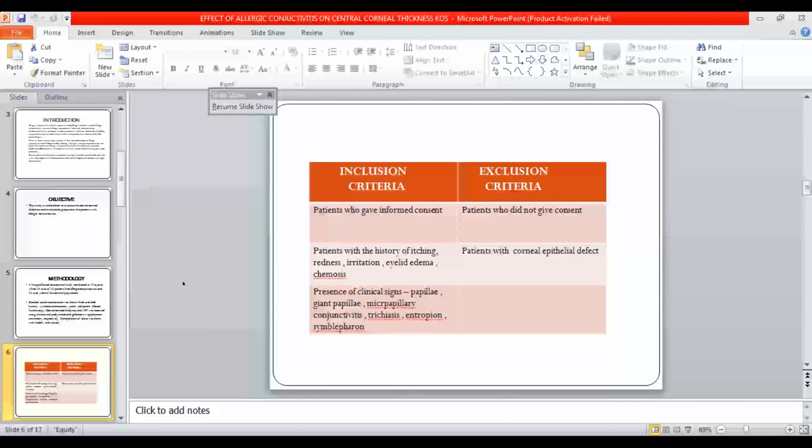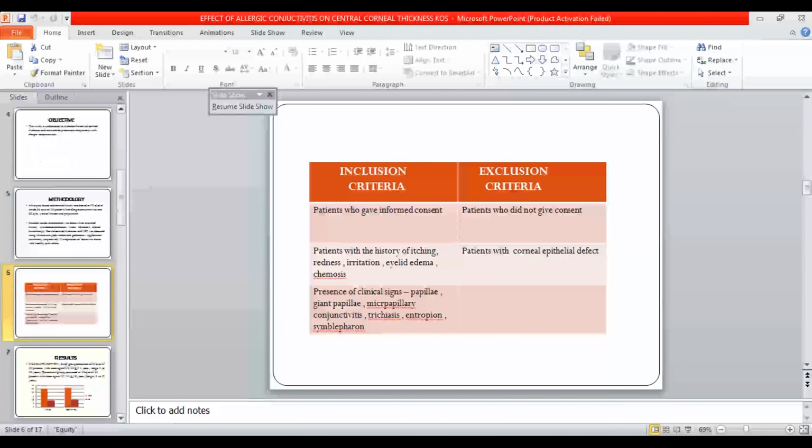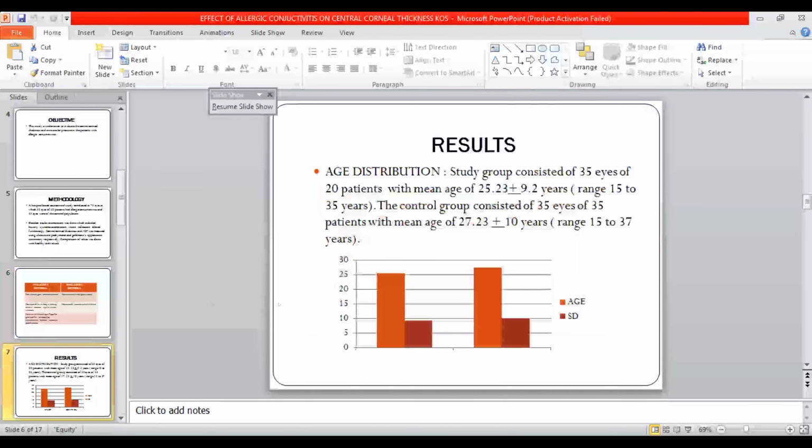Yes, sir. Thank you. So the inclusion criteria included the patients who gave informed consent, with a history of itching, redness, irritation, eyelid edema, chemosis, and presence of clinical signs like papillae, giant papillae, micropapillary conjunctivitis, trichiasis, entropion, and symblepharon. The patients who did not give consent and who had corneal epithelial defect were the exclusion criteria. They were not included in the study.